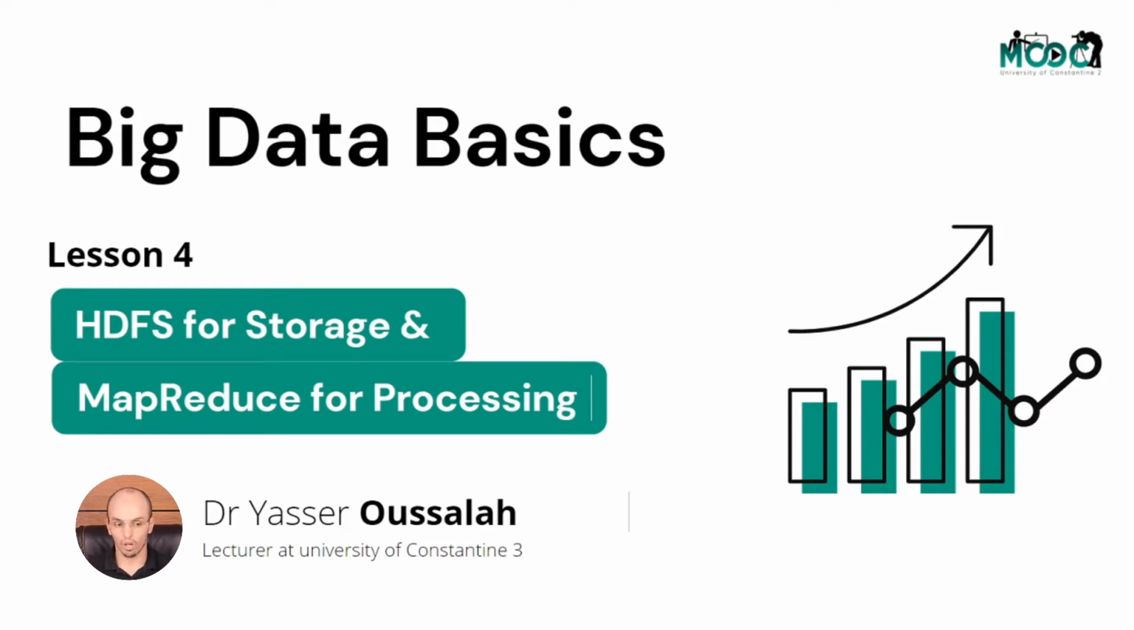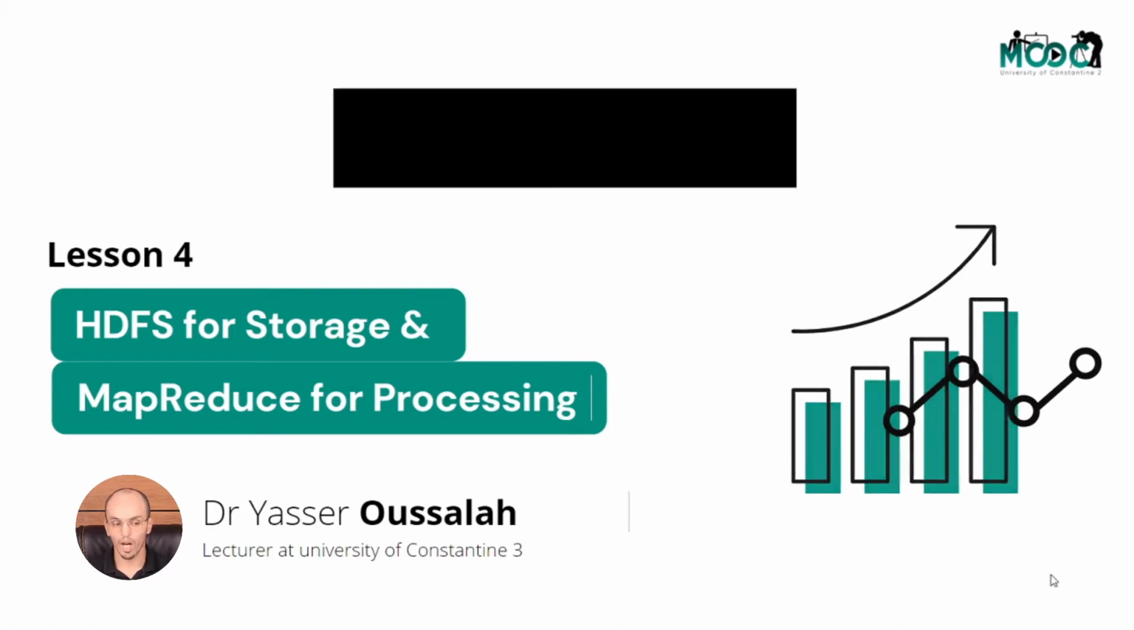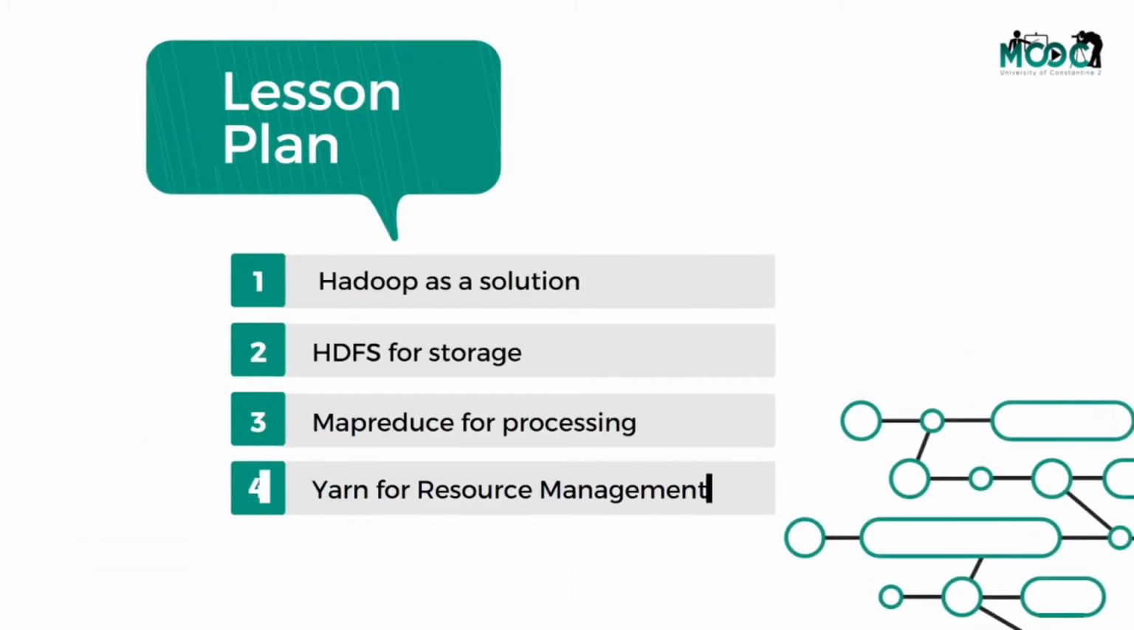And today we are going to continue with the Hadoop ecosystem. More specifically, we are going to talk about Hadoop architecture main components, HDFS, MapReduce, and Yarn. Throughout this presentation, we are going to follow the following plan. First of all, we are going to discuss Hadoop as a solution. Afterwards, we will discuss HDFS architecture. Subsequently, we will present the MapReduce mechanism and we will finish with Yarn.